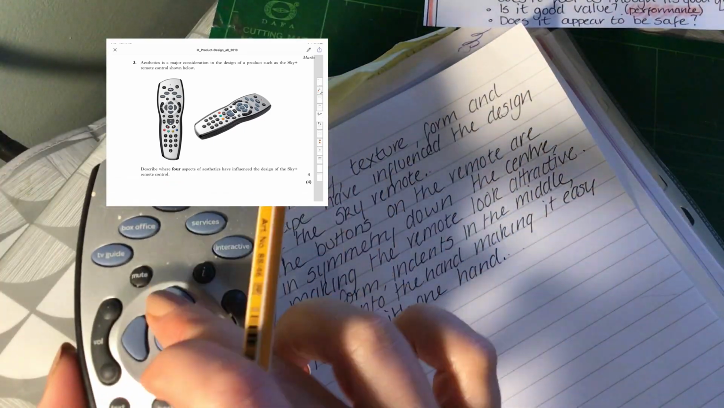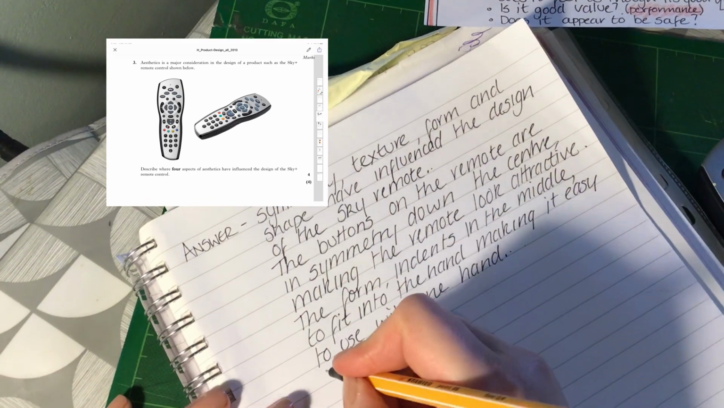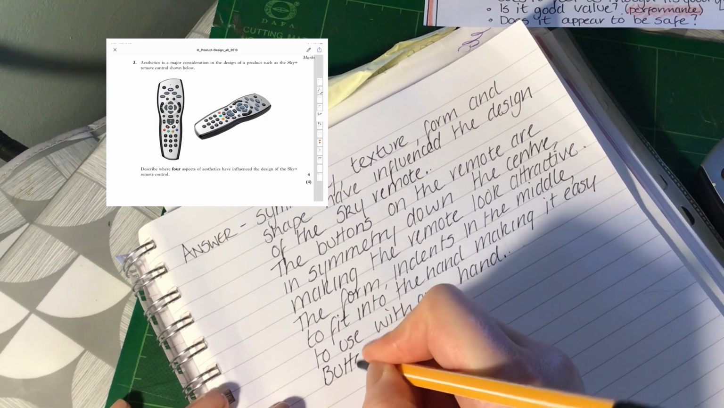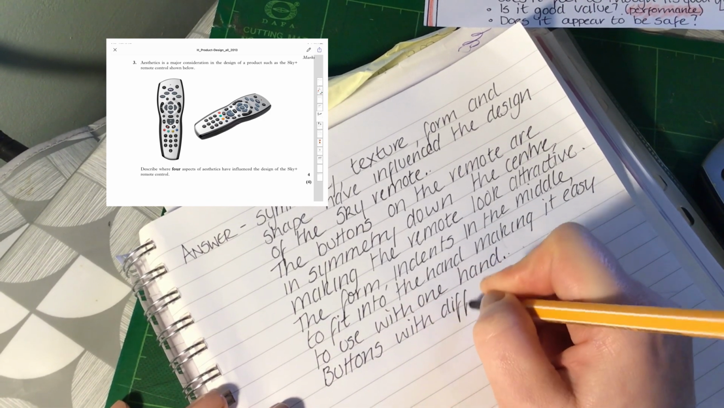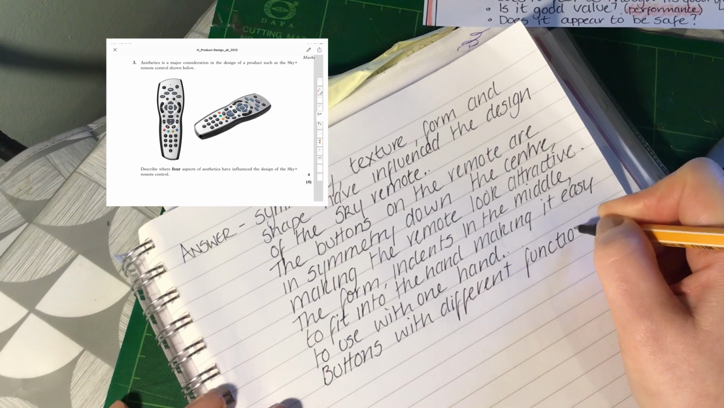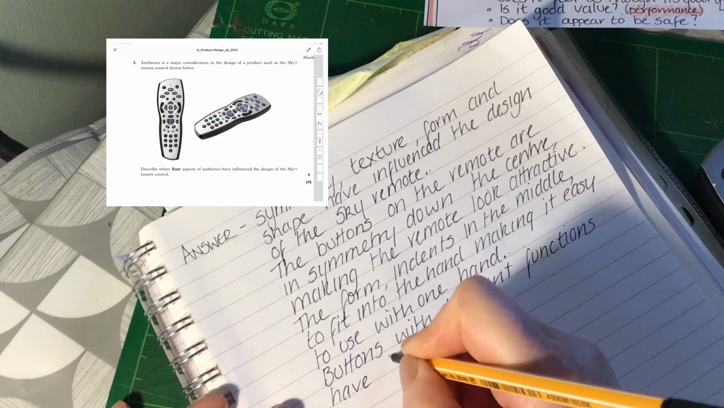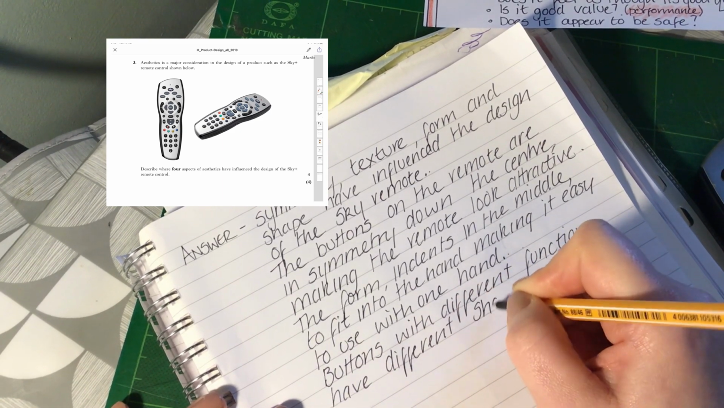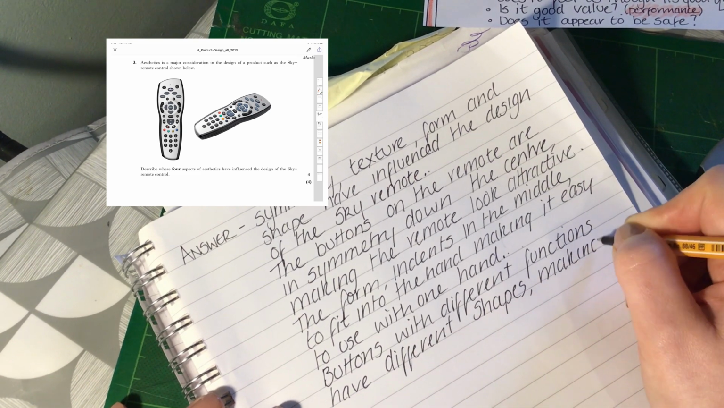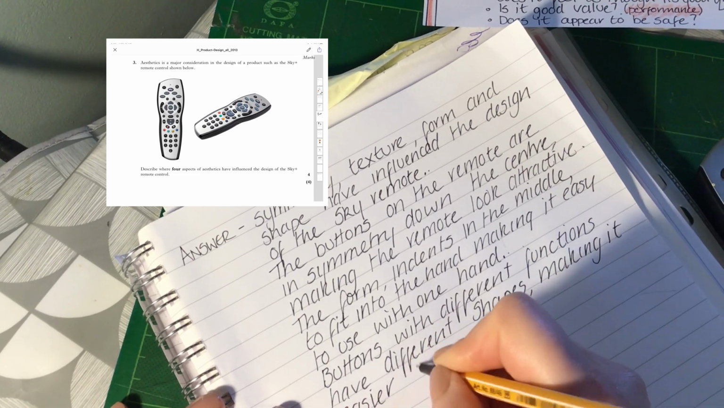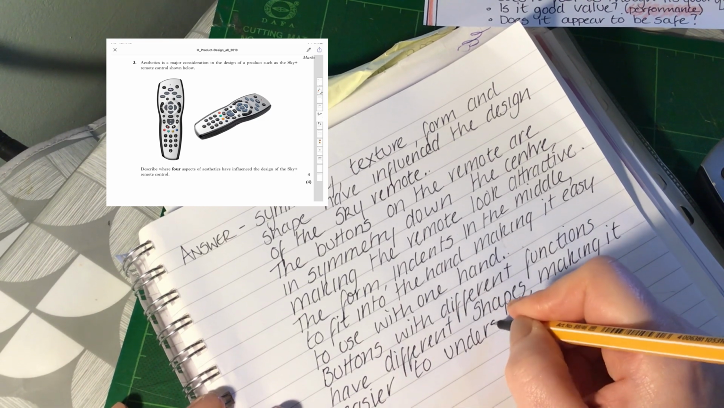The next point I want to make is about the shape, and I'm going to go with the shape of the buttons this time, because there's different buttons on there with different functions, and the shape seems to help imply what each of the buttons might do. So for example, pointing ones are in a kind of arrow shape, and volume up is above the volume down, that type of thing. So I'm going to mention that for my next point.